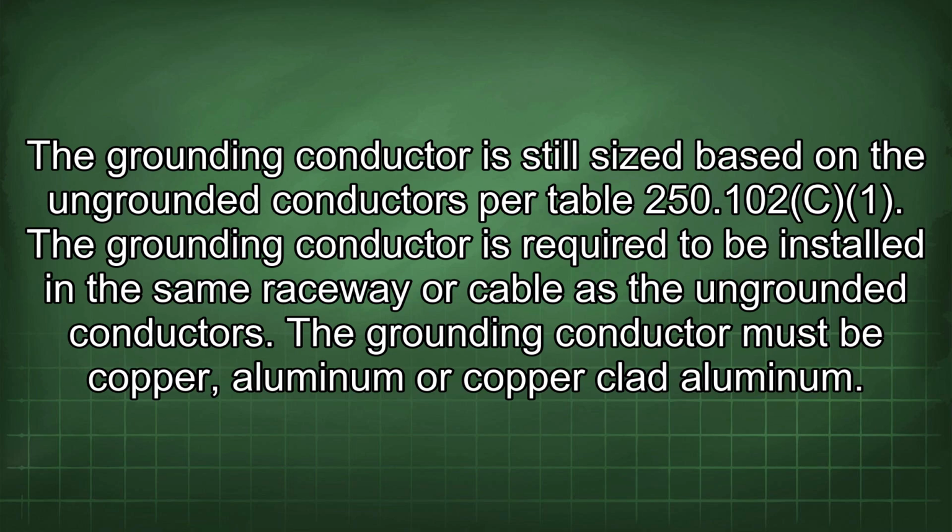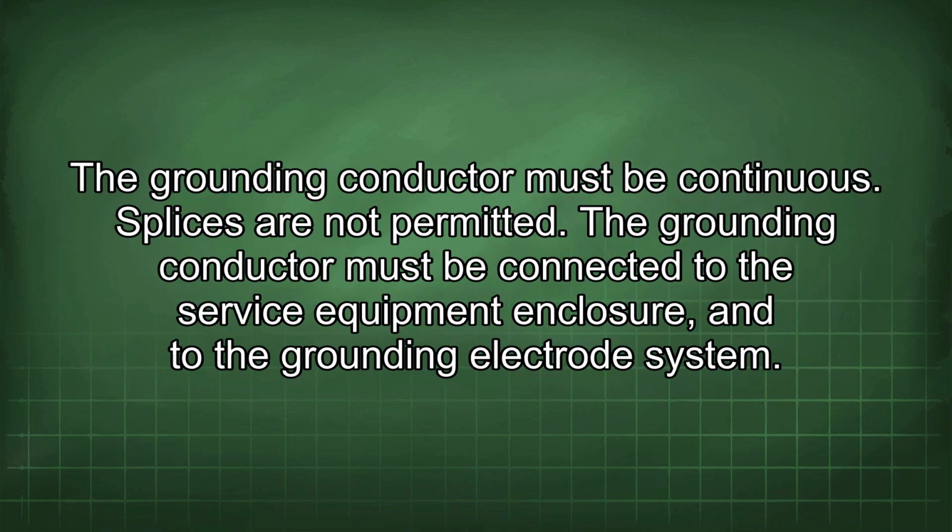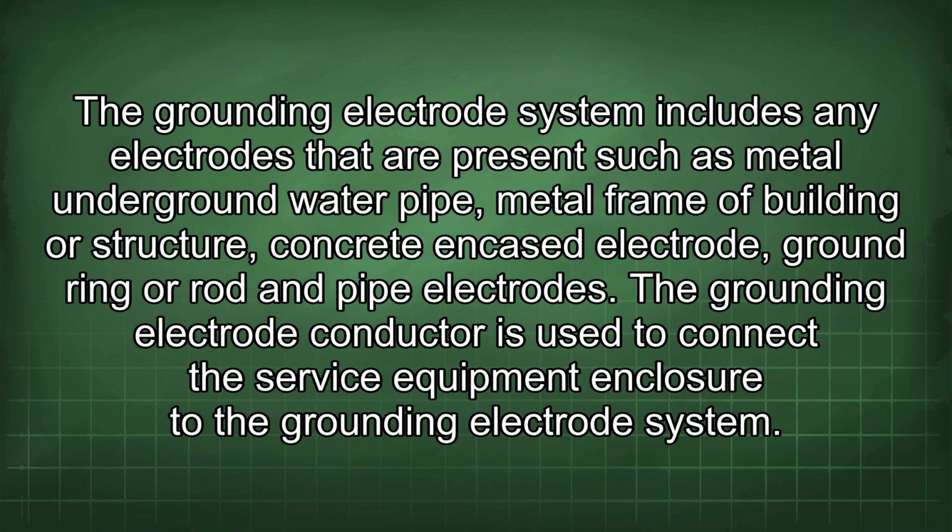The grounding conductor must be copper, aluminum, or copper-clad aluminum. The grounding conductor must be continuous. Splices are not permitted. The grounding conductor must be connected to the service equipment enclosure and to the grounding electrode system. The grounding electrode system includes any electrodes that are present, such as metal underground water pipe, metal frame of building or structure, concrete encased electrode, ground ring or rod, and pipe electrodes.